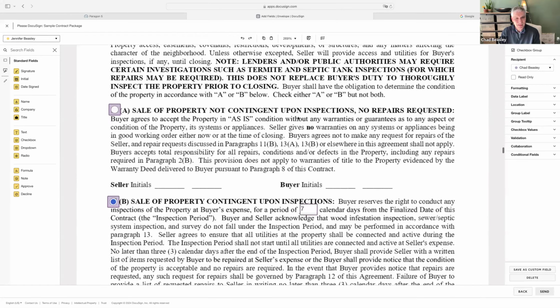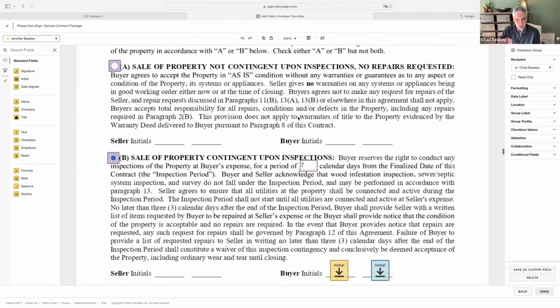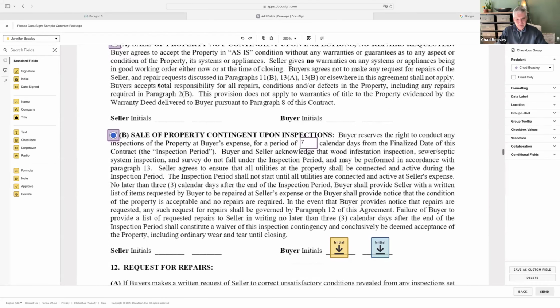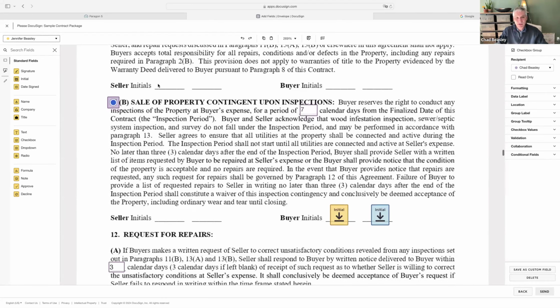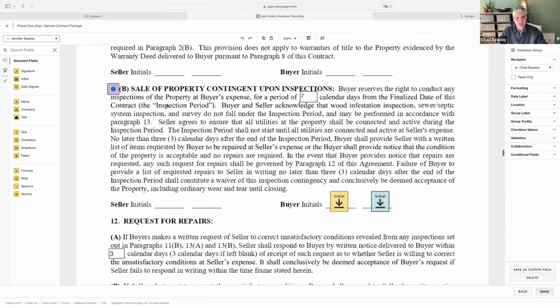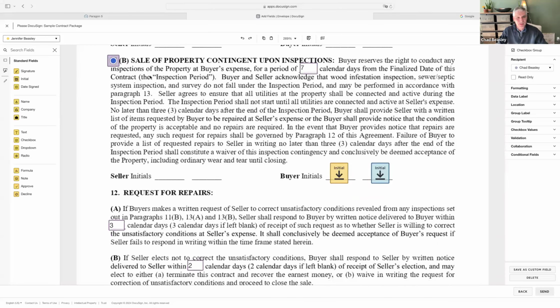And so then we get into the different clauses here. We can buy the property not contingent on inspections, no repairs requested, as is. So if somebody's already checked it out and they feel comfortable and confident with it and don't intend to do any inspections or ask for any repairs, they can select A. That's pretty rare. Most people want to do an inspection, so that would trigger number 11B here, which is that the sale of the property is contingent upon an inspection.